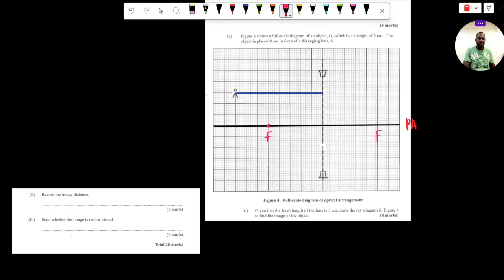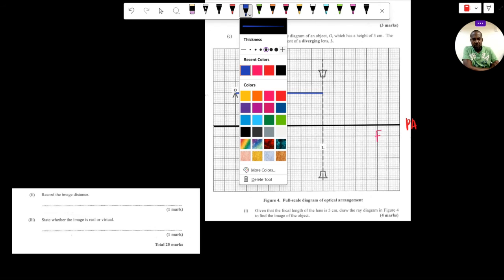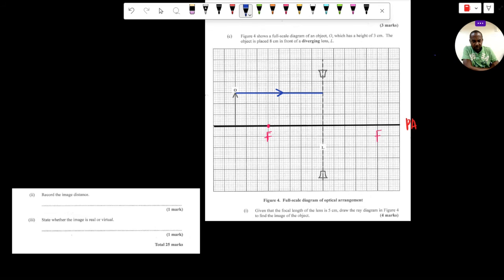So what's going to happen here is this. This light ray is coming parallel to the principal axis. It will be refracted by the diverging lens so that it appears to come from the principal focus. I repeat, when a diverging lens refracts a ray of light that is incident parallel to the principal axis, it diverges in such a way that it appears to come from the principal focus. So before we can actually show the refracted ray, we must use a broken line to show this ray coming from the principal focus.